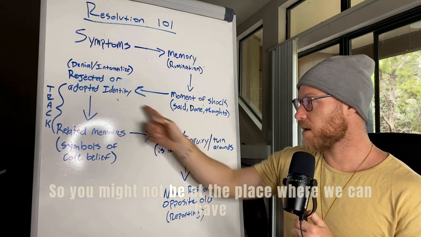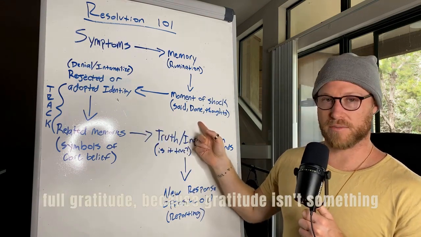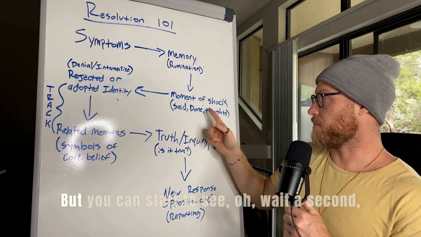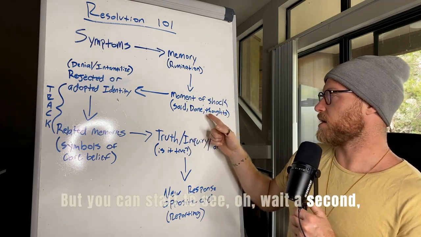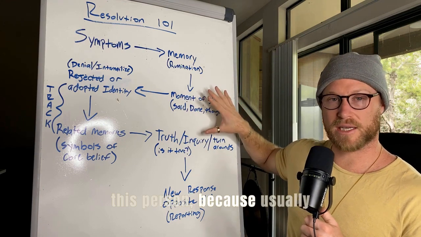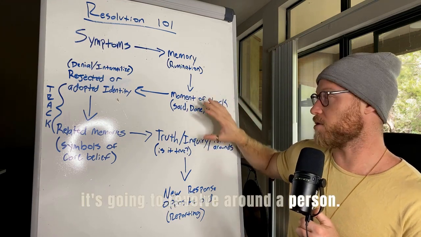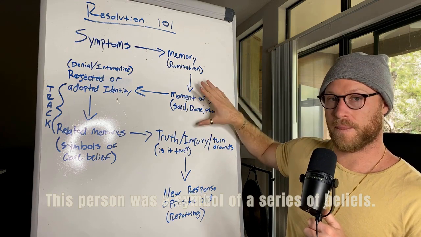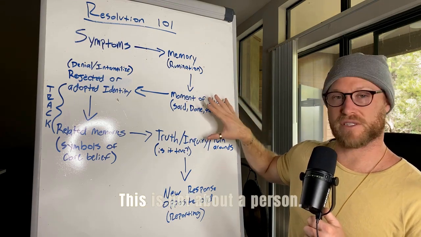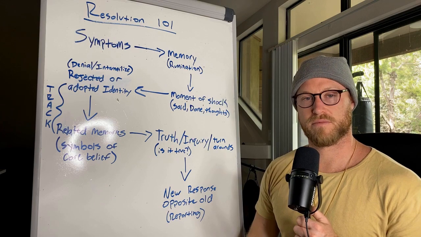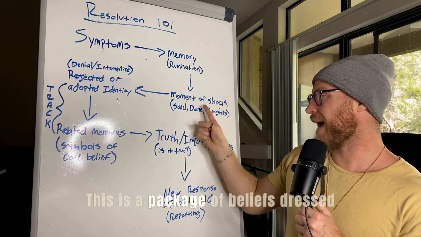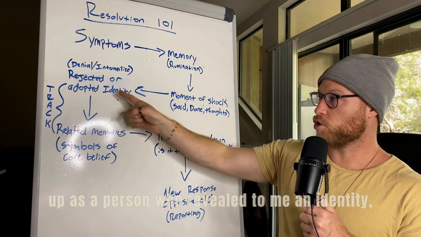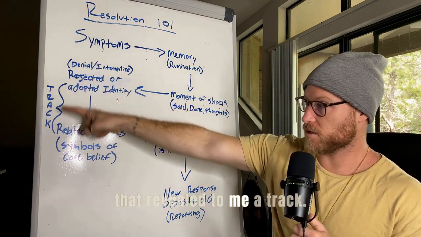So you might not be at the place where you can have full gratitude, because gratitude isn't something you will. It's in the absence of resistance. But you can start to see, oh, wait a second. Usually it's going to revolve around a person. This person was a symbol of a series of beliefs. This is not about a person. This is a package of beliefs dressed up as a person who revealed to me an identity, that revealed to me a track.